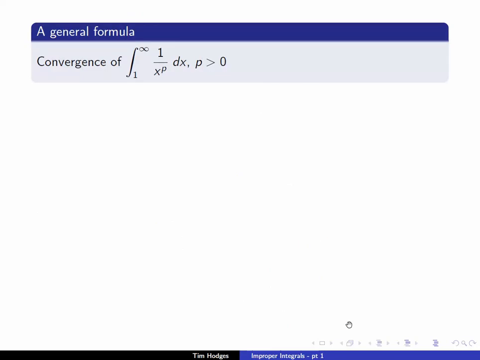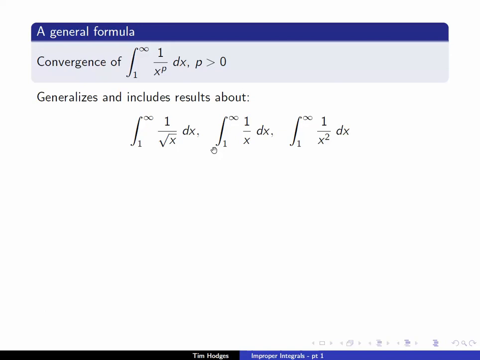The next thing we want to do is get some more general formulas. So we can ask in general about the convergence of 1 over x to the p, where p is positive. And this will include the 3 examples that we just looked at, as well as obviously infinitely many other examples. So it enables us to do the calculation once for many different cases. And we only consider the case p greater than 0. If p is negative, then 1 over x to the p is actually a positive power of x, which is going to infinity, and so there's no chance that the integral will converge.